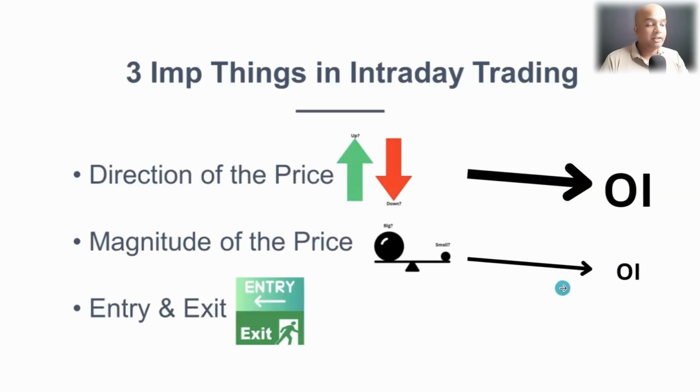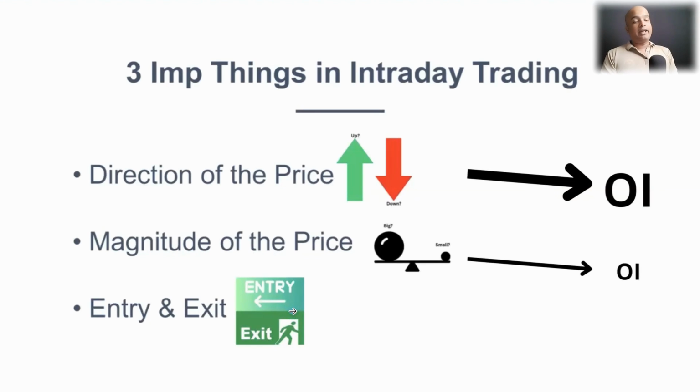Magnitude will be shown by OI to some extent, but beginners might face difficulty understanding the magnitude of the price by looking at OI. With a little practice you will get that information. And entry and exit, OI doesn't give any information about that, so we need to define our own entry and exit to take the trades.